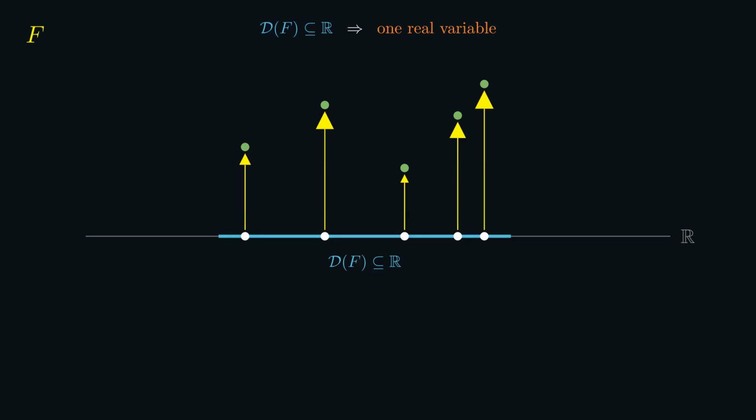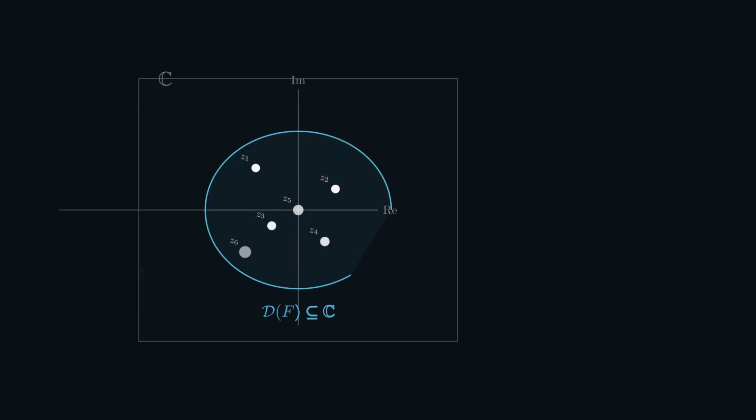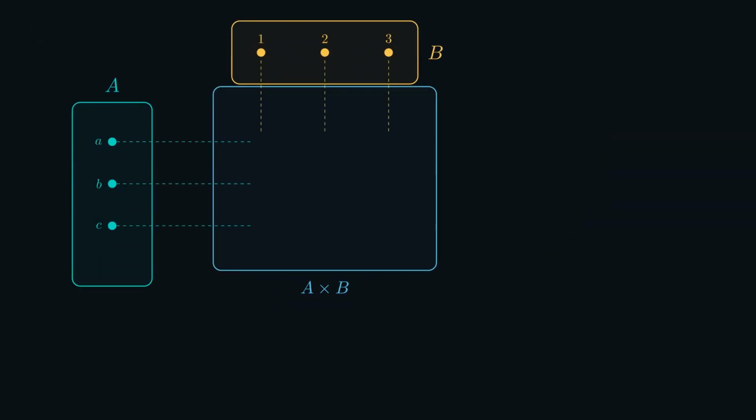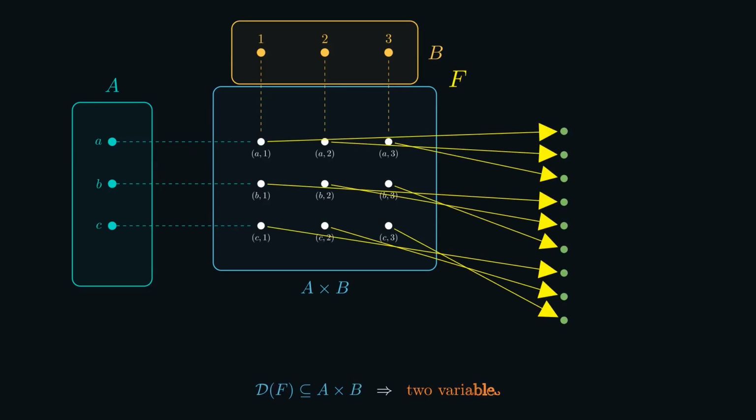When the domain of f is a subset of the real numbers, I call f a function of one real variable. When the domain is a subset of the complex numbers, I call f a function of a complex variable. When the domain is a subset of a Cartesian product A cross B, I call f a function of two variables, and I write f of a comma b instead of f of open parenthesis a comma b close parenthesis to keep the notation clean.